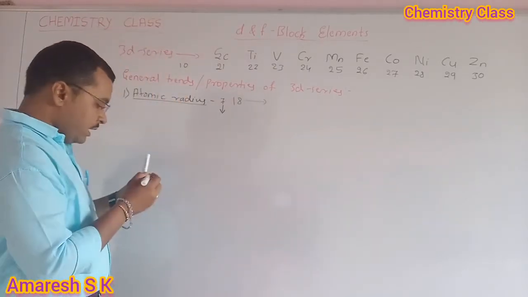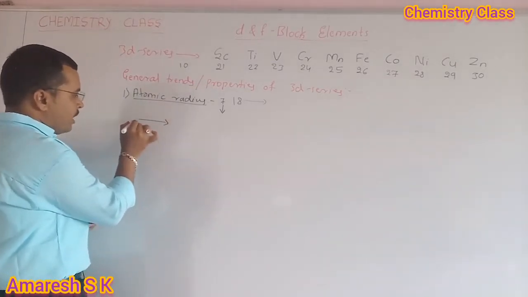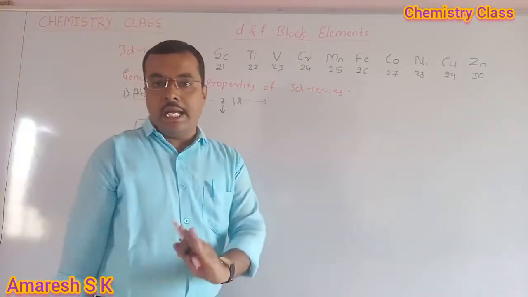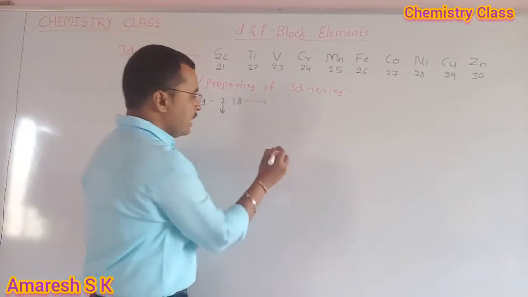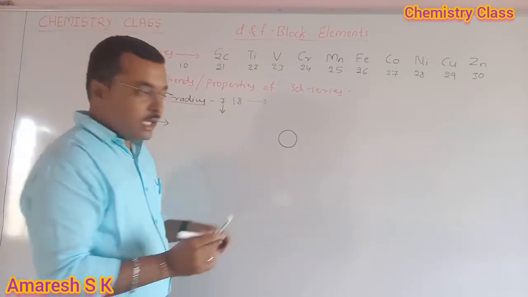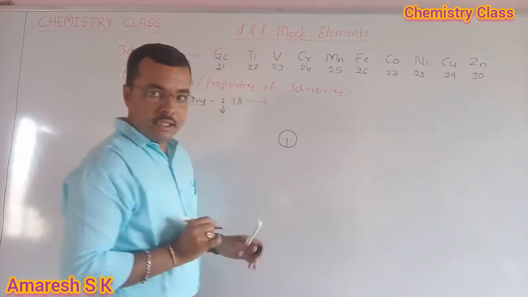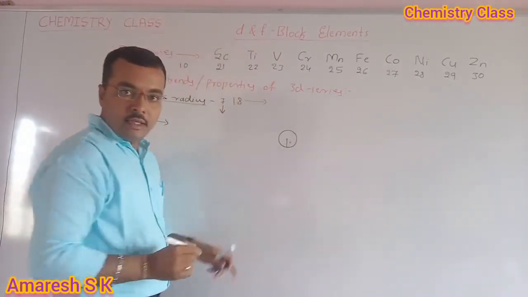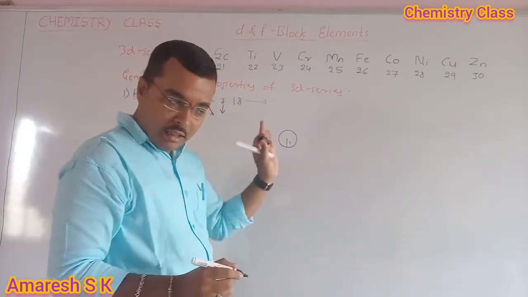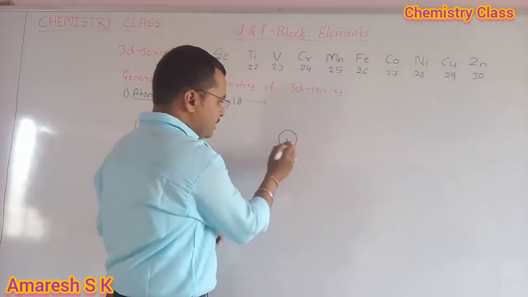As we move from left to the right and from top to the bottom, there is a slight change in the atomic radius. Atomic radius is explained like this: this is a circle, and in this circle the distance from the center to the circumference is called the radius. Like this, the atom also is in the form of a circle.